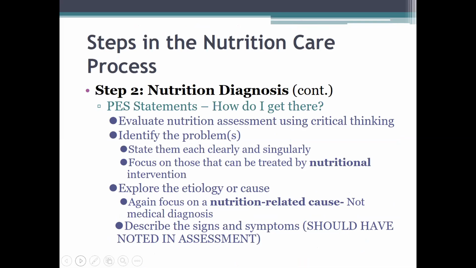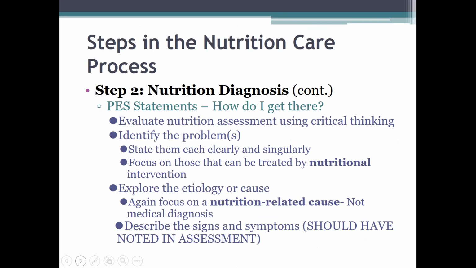Now, a little bit more about PES statements. Again, these tend to be the hardest for students to write. Make sure that you're really looking at all the nutrition assessment data very carefully. And you do have to think critically because sometimes there's a ton of problems and you want to hone in on the most important.